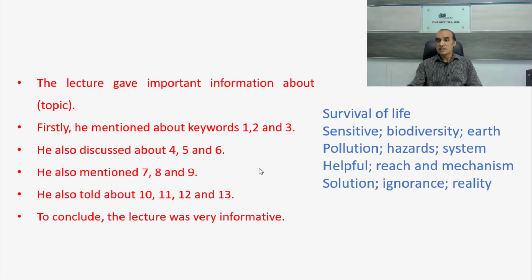For example, the lecturer gave important information about survival of life. Firstly, he mentioned about sensitive, biodiversity, and earth. He also discussed about pollution, hazards, and system. He also mentioned helpful, reach, and mechanism. He also told about solution, ignorance, and reality. To conclude, the lecture was informative.